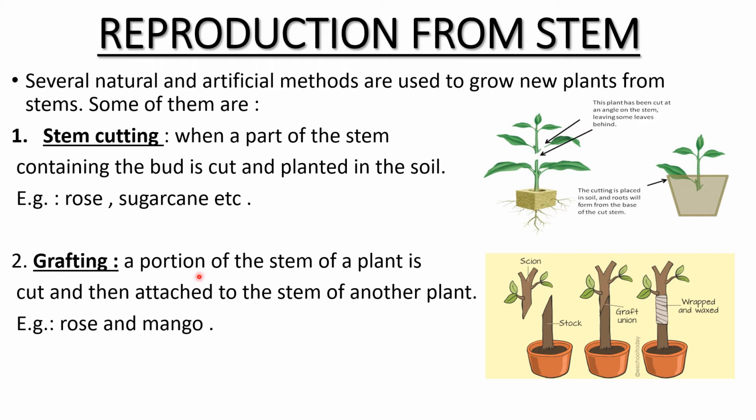So this is called grafting. In grafting, a portion of the stem of a plant is cut and then attached to the stem of another plant. This can be done in rose plant and mango and many other plants. So I hope you all have understood both processes, stem cutting and grafting, and the difference between them.